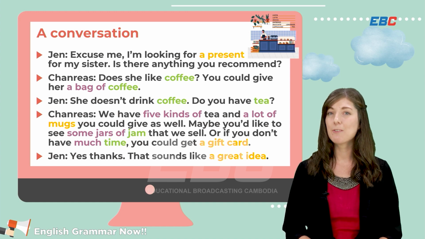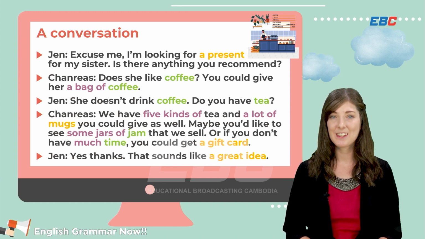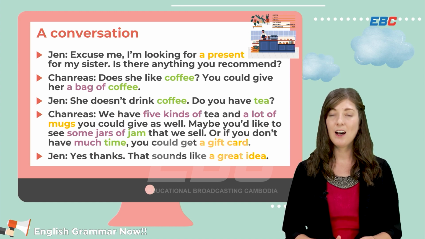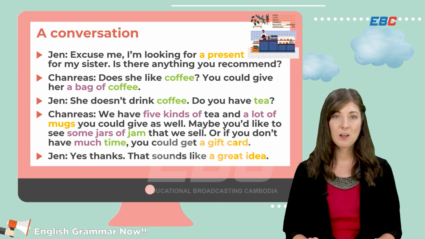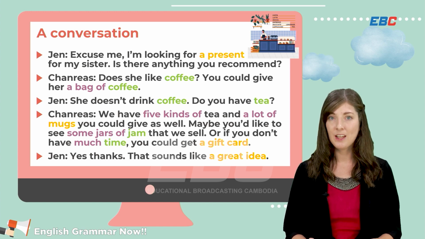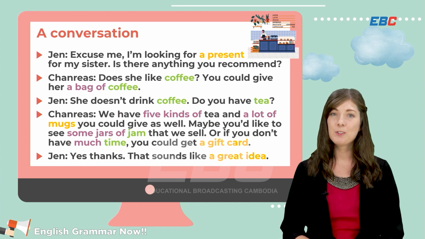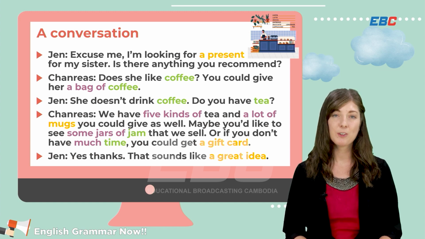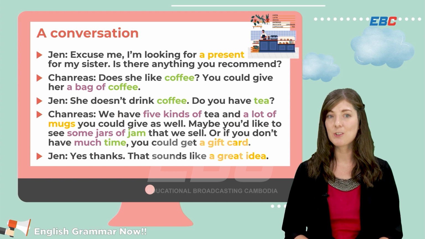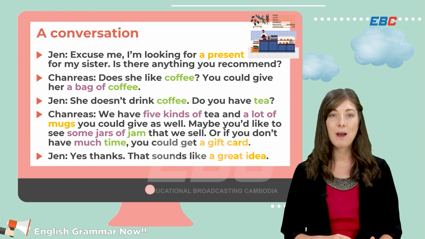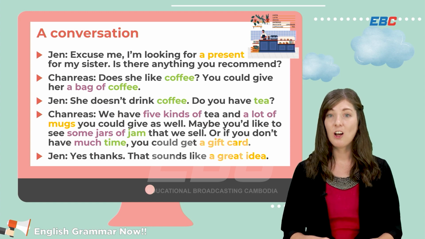Here's some of the different kinds of nouns highlighted. Remember that a can only be used with a singular noun. So we already know that you cannot use a or an with a non-count noun. There's also a few different ways to measure different non-count nouns in this conversation, like a bag of, 5 kinds of, a lot of, some jars of.